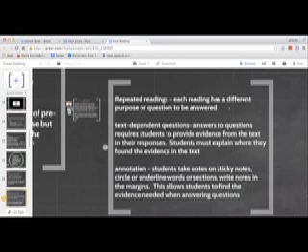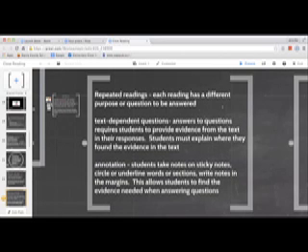Repeated readings: each reading has a different purpose or question to be answered. Text-dependent questions: answers to questions require students to provide evidence from the text in their responses. Students must explain where they found the evidence in the text. Annotation: students take notes on sticky notes, circle or underline words or sections, write notes in the margins. And this allows students to find the evidence needed when answering questions.